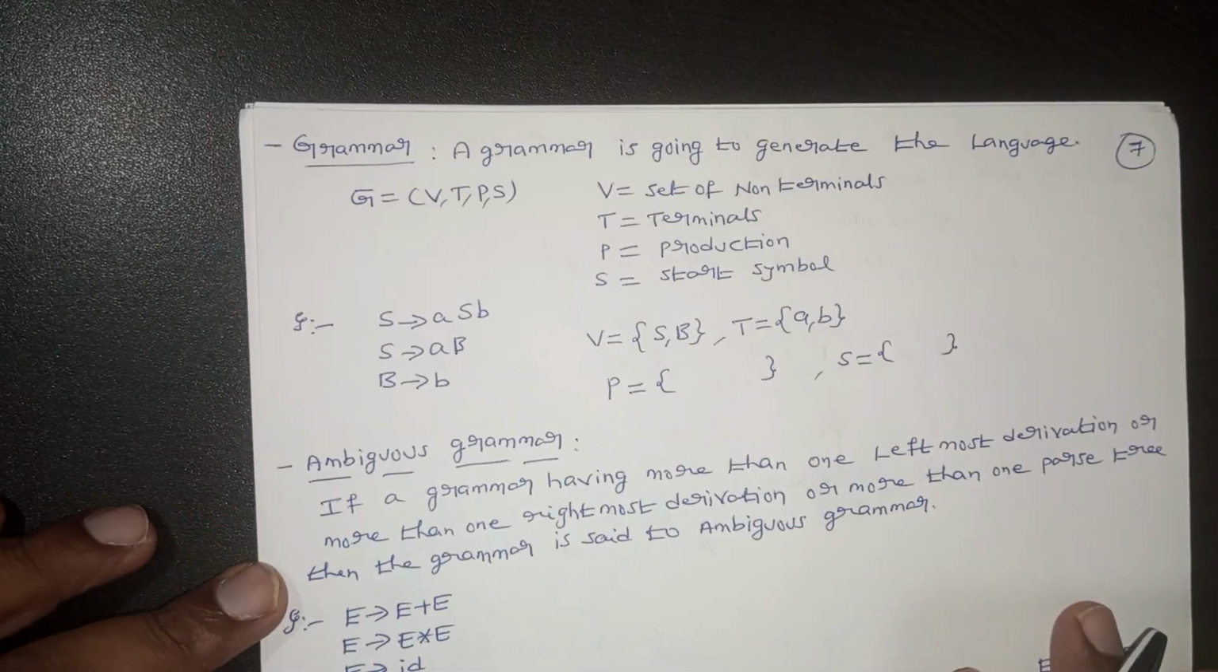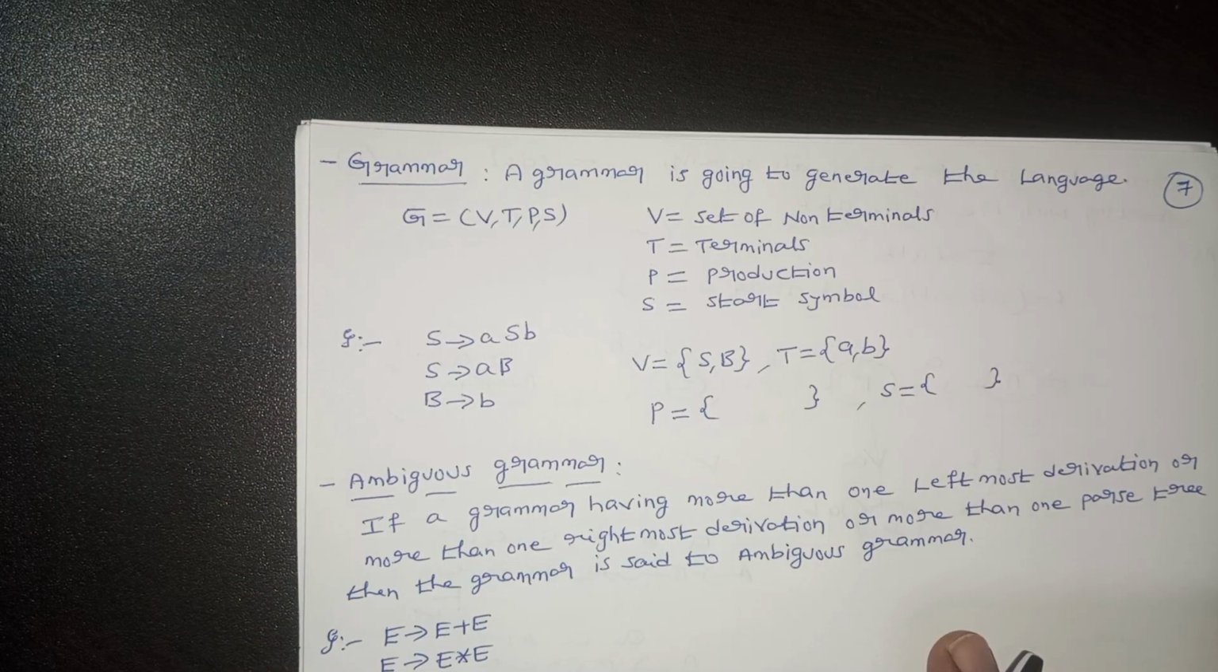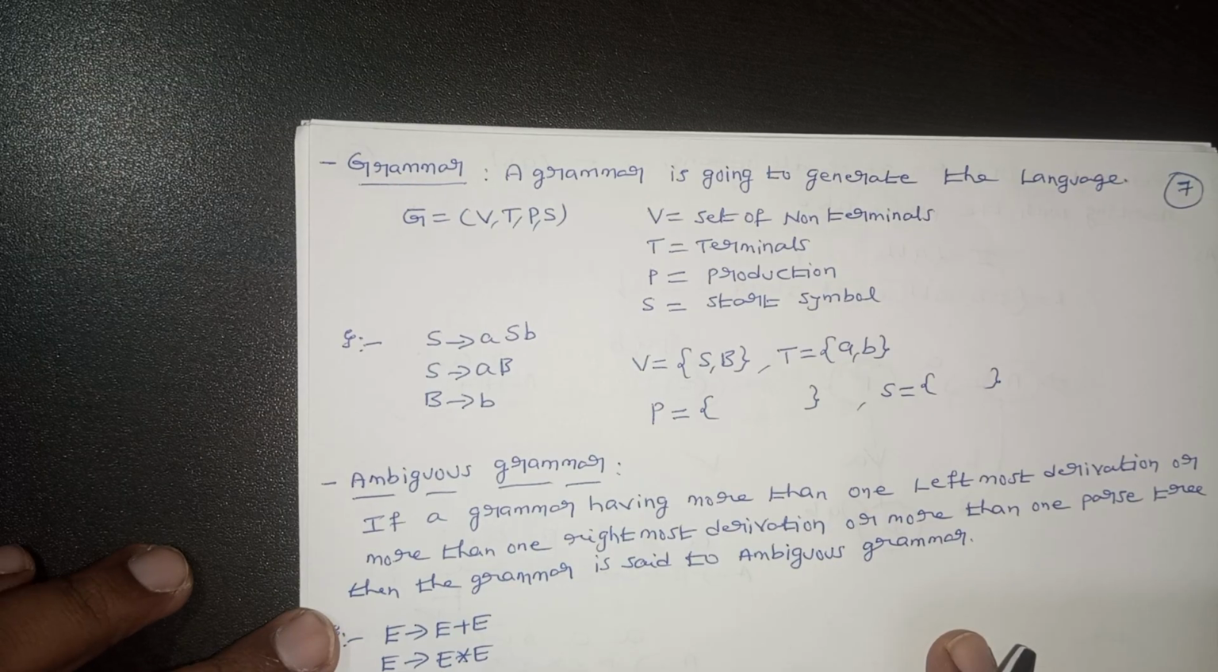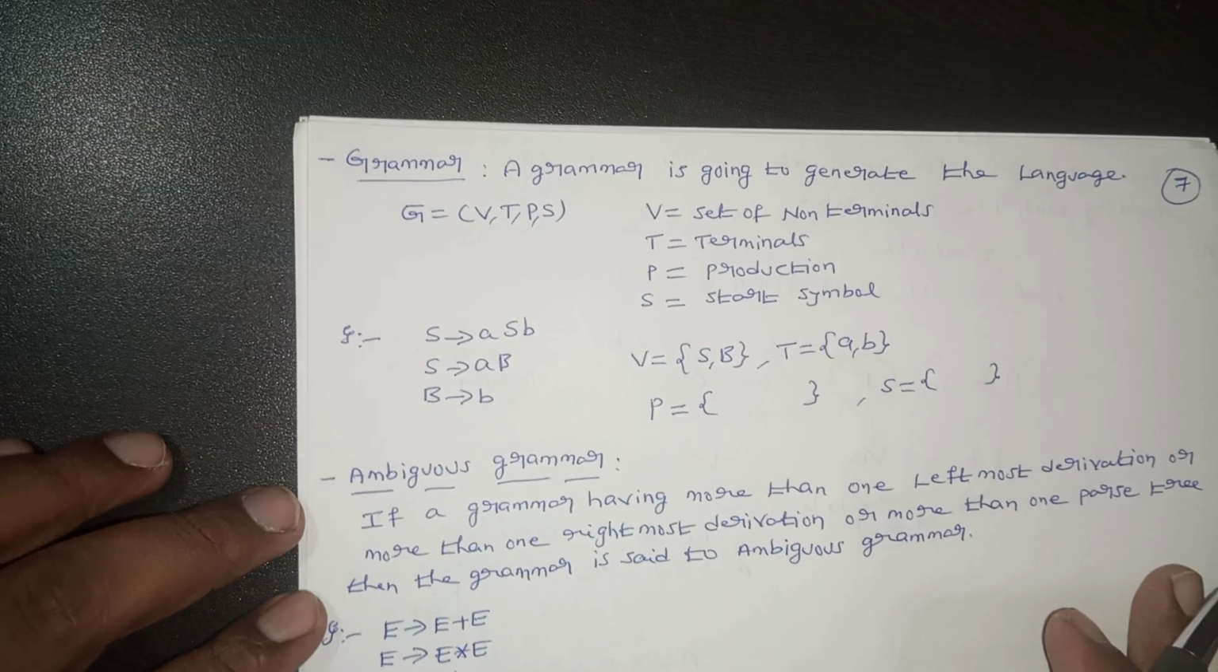Okay, now coming to what is a grammar. Already I told in the previous video in the theory of computation: one is grammars, second is languages, third is acceptors. These are very important. So mainly there are three categories in the whole subject. Okay, now coming to what is a grammar.